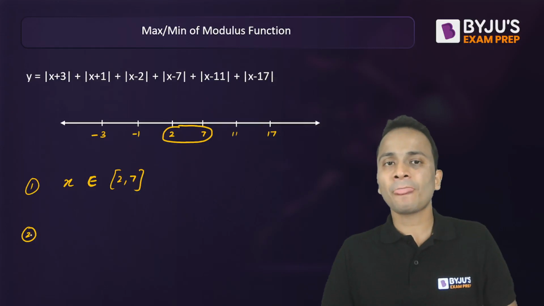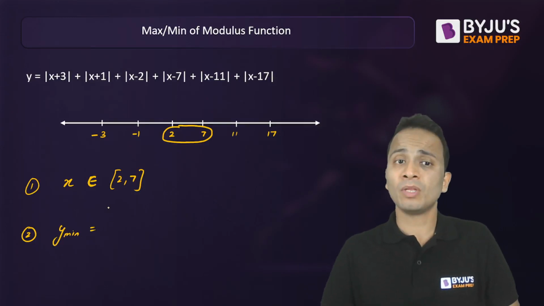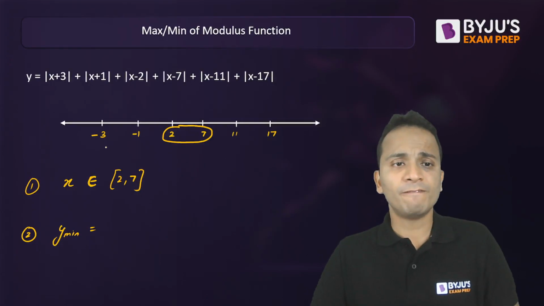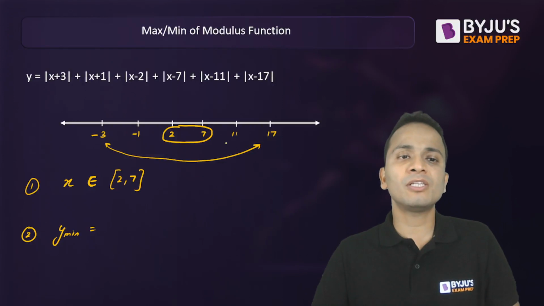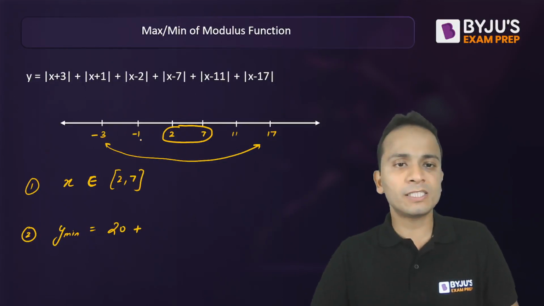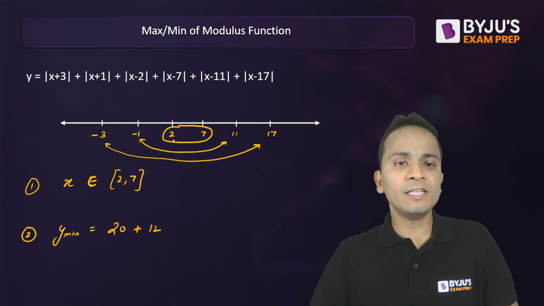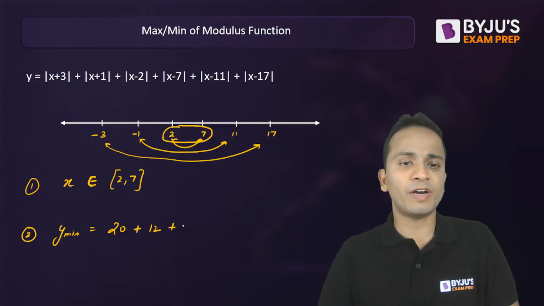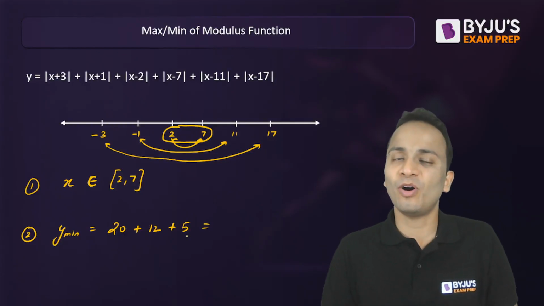The second thing, to find out the minimum value of the function, the minimum value of y. So in this case, again, first of all find the distance between the extreme points, minus 3 and 17. The distance is 20. Plus the distance between the next two extreme points, that is minus 1 and 11. The distance is 12. And finally, the distance between the two middlemost points, 2 and 7. The distance is 5. Add these three numbers and you will obtain the minimum value of y.